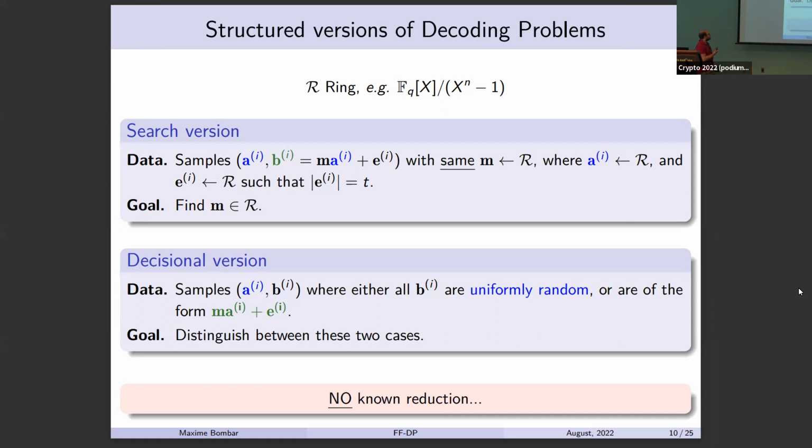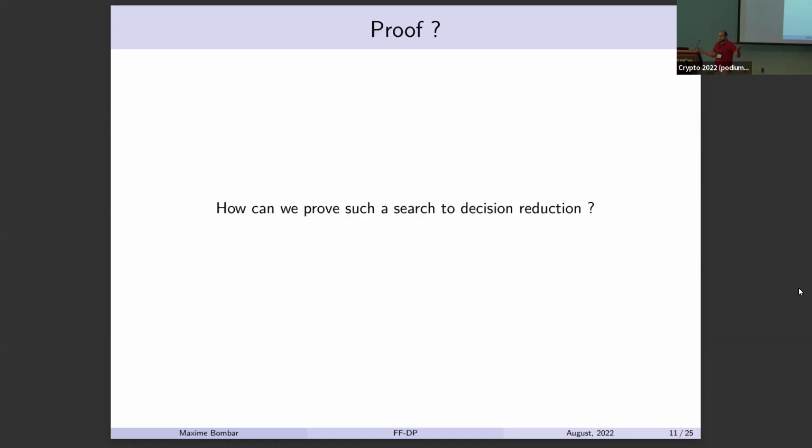However, when you restrict yourself to such structured codes, there is no reduction between the decisional version and the search version. And yet these structured variants are at the core of the security of NIST submissions, such as BIKE or HQC. This lack of reduction was already pointed out by NIST in the report for the second round. And this is basically the starting point of this work. So we can wonder, how can we prove such a reduction?